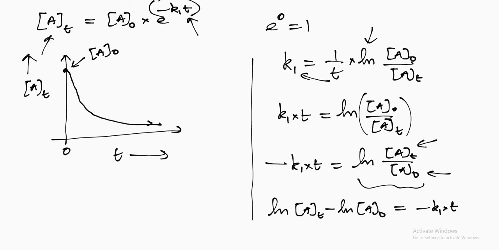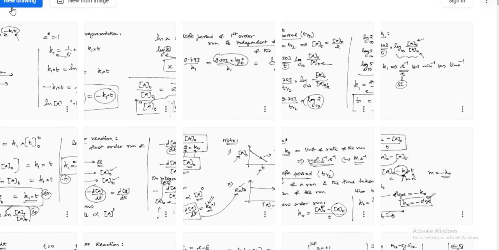Okay, now I'll bring this ln A naught to the right hand side. So we'll get ln A_t equal to ln A naught minus k1 into t.